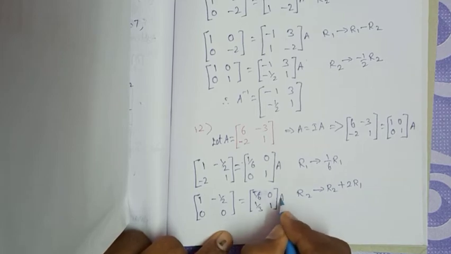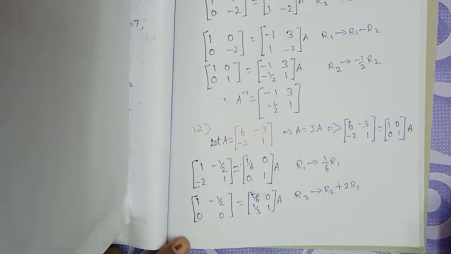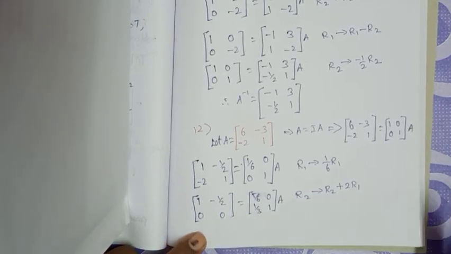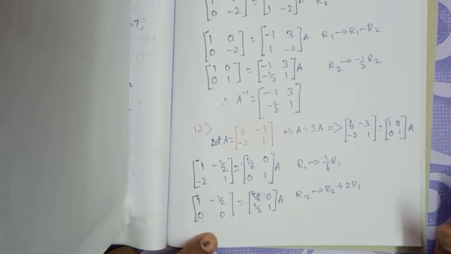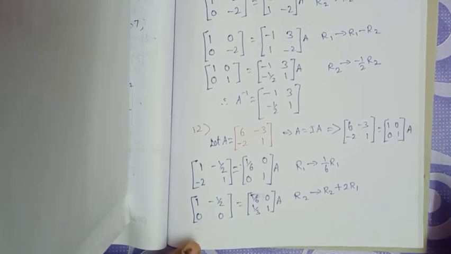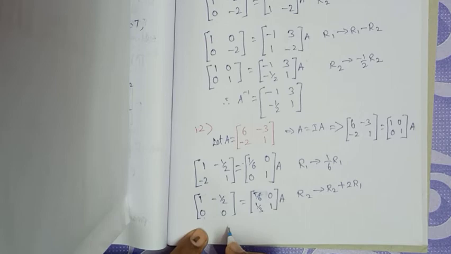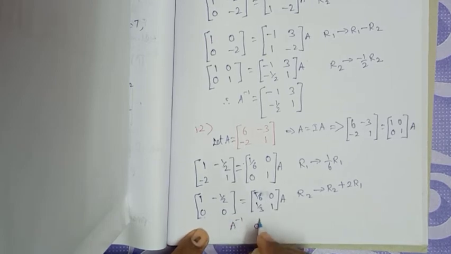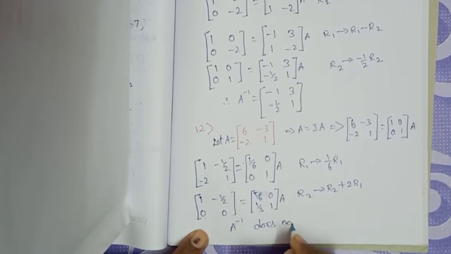Here we note this: all the zeros in the second row of the matrix in the left hand side. So the inverse does not exist. A inverse does not exist.